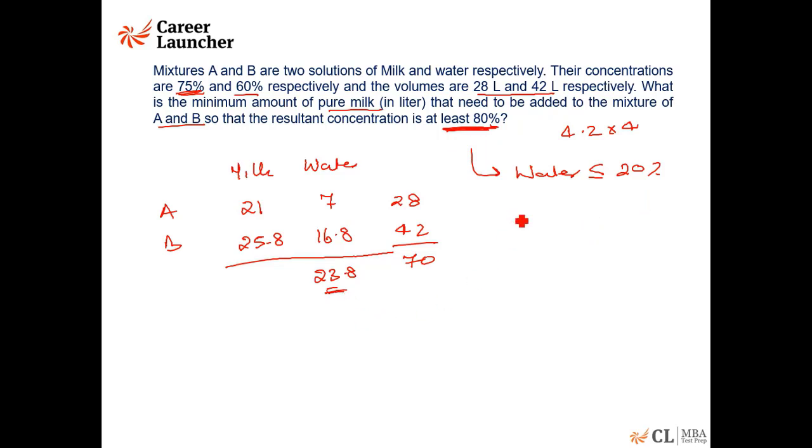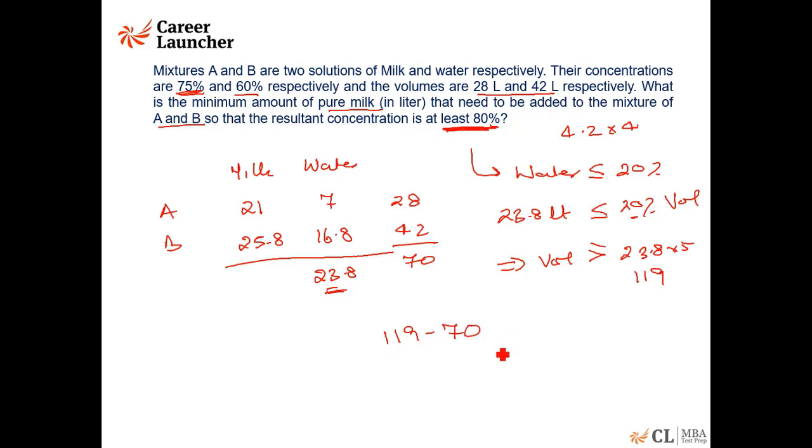That means 23.8 liters should be less than or equal to 20% of the final volume, right? So if this is 20% of the final volume, what should the final volume be? This implies volume should be greater than or equal to 23.8 into 5. How much is that? 23 into 5 is 115, 0.8 into 5 is 4, so 119. So volume should be greater than or equal to 119. So how much should you be adding? You should be adding 119 minus 70, which is 49 liters.